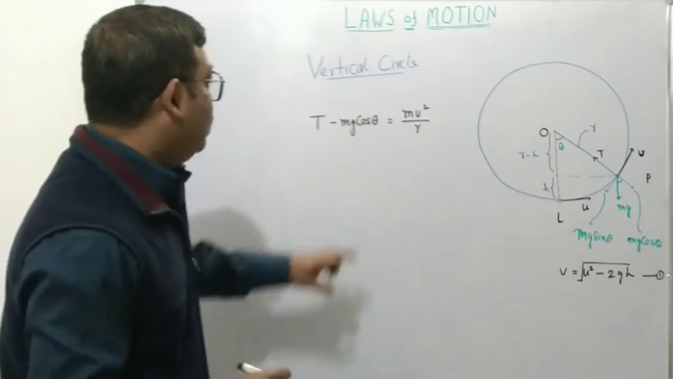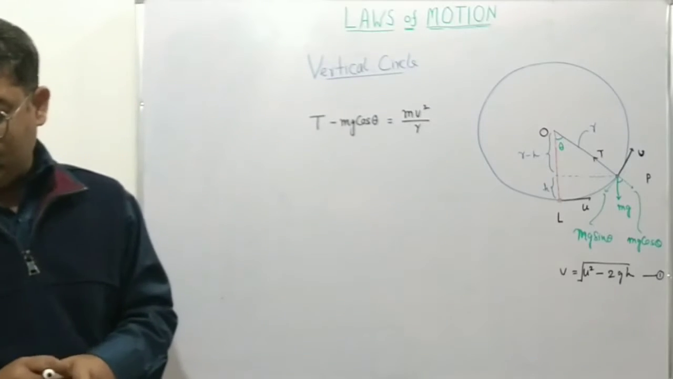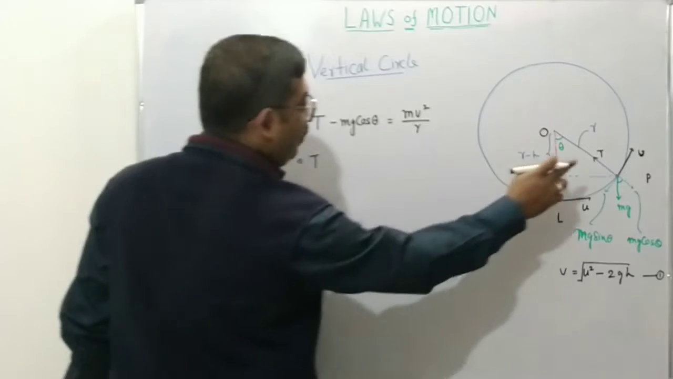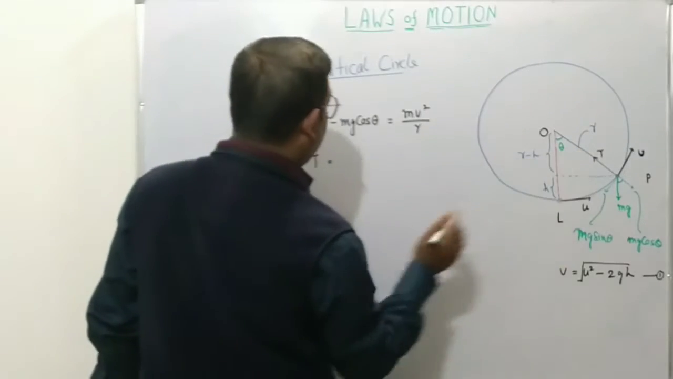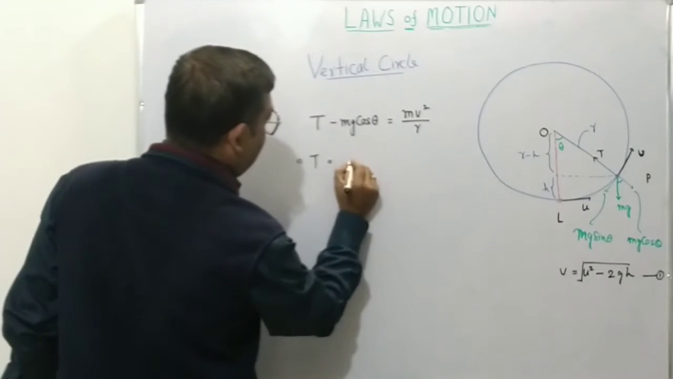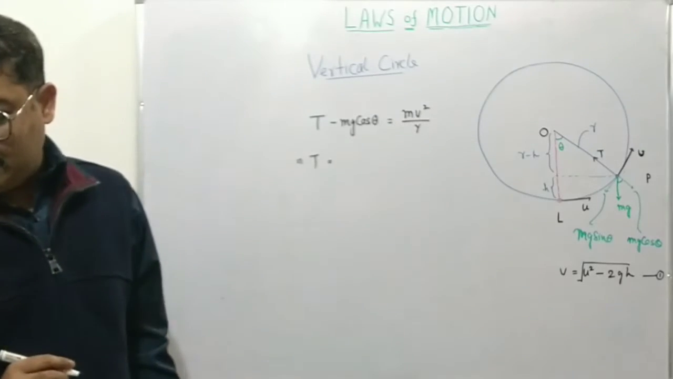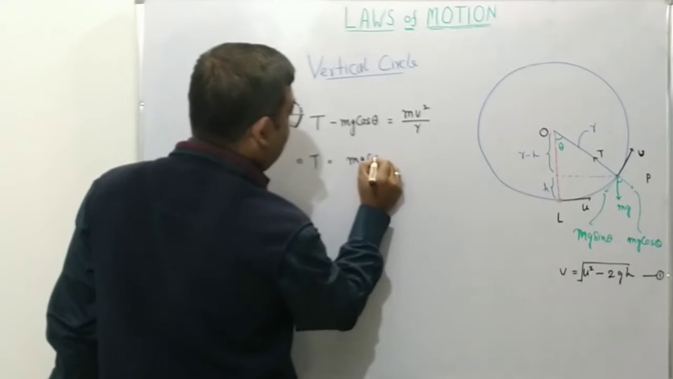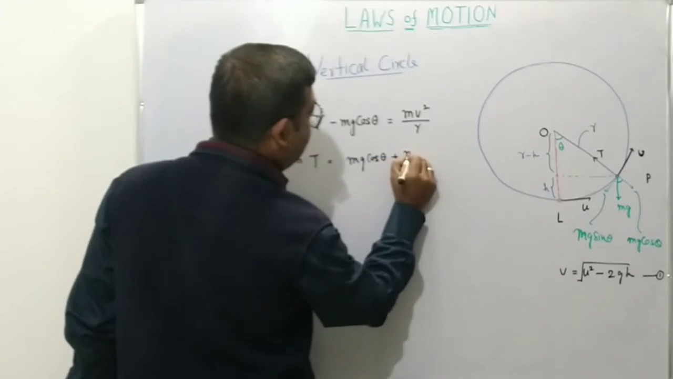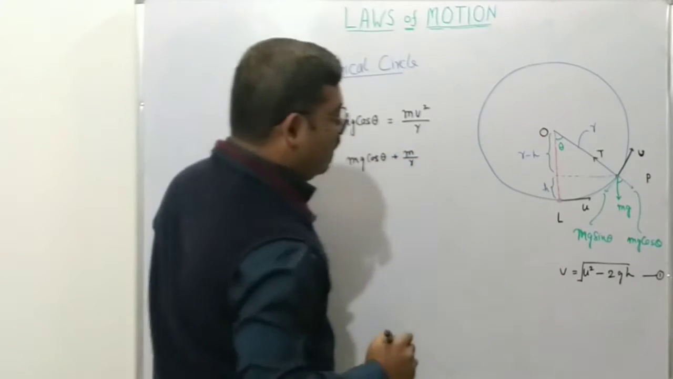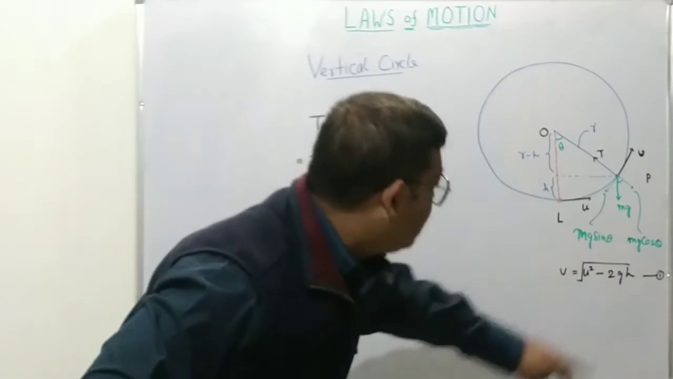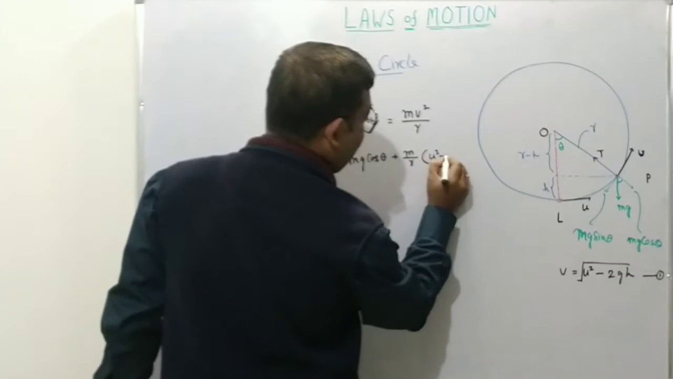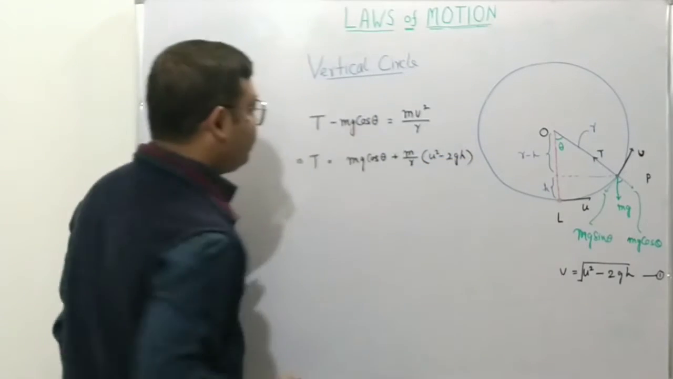Okay, so if it is so, then we can say that tension at point P in the string will be mg cos theta plus mv square by r, right? mg cos theta plus m by r into v square. However, from equation number 1, we can say that v square is u square minus 2gh. So we will substitute the value u square minus 2gh.